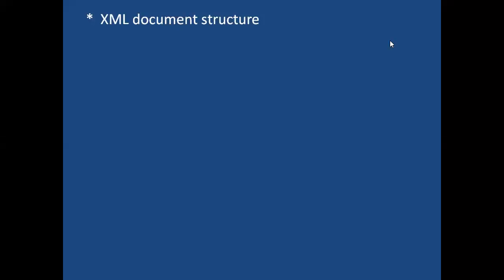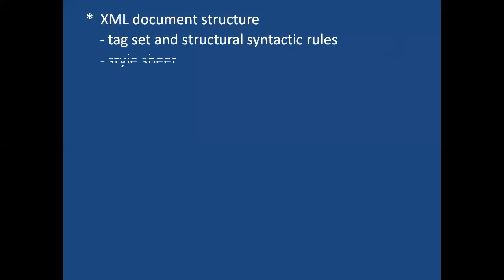In this session, we'll be discussing XML document structure. An XML document often uses two support files. First, files that specify its tag set and structural syntactic rules. Second, files that contain a style sheet to describe how the content of the document is to be printed or displayed.